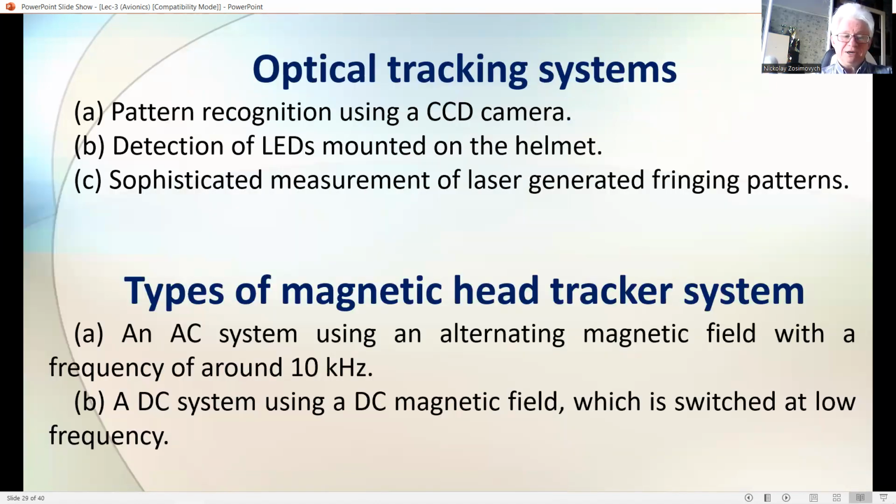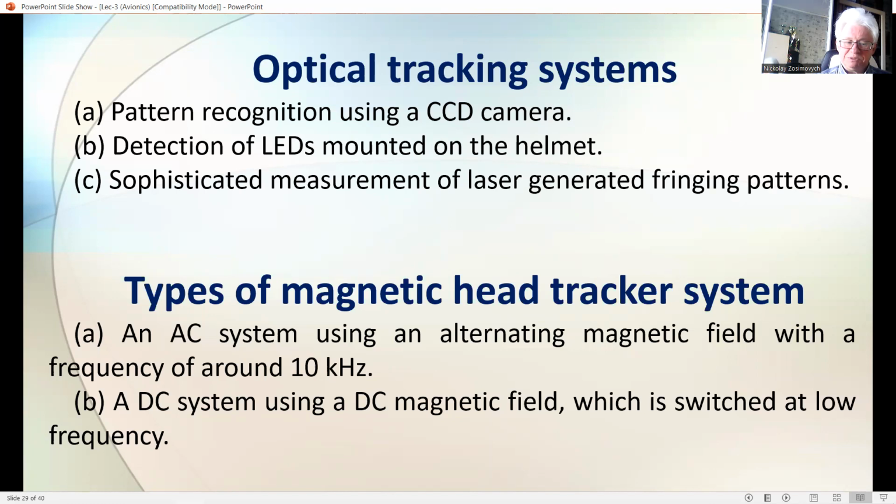Space does not permit a detailed review of the various head tracking systems which have been developed. Most of the physical effects have been tried and exploited, such as optical, magnetic, and acoustic systems. Optical tracking systems work in a number of ways. For example, pattern recognition using a CCD camera, or detection of LEDs mounted on the helmet, or sophisticated measurement of laser-generated fringing patterns.